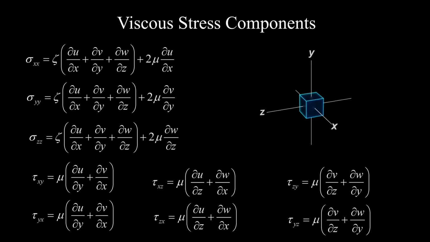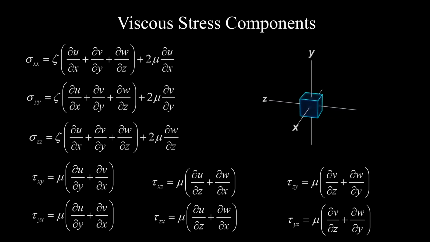These components describe the state of stress experienced by the infinitesimal cube when it is oriented with its faces normal to the x, y, and z axis. If we look closely at the stress components, they are all functions of at least two components of the fluid's velocity. The velocity components u, v, and w correspond to the x, y, and z directions respectively.